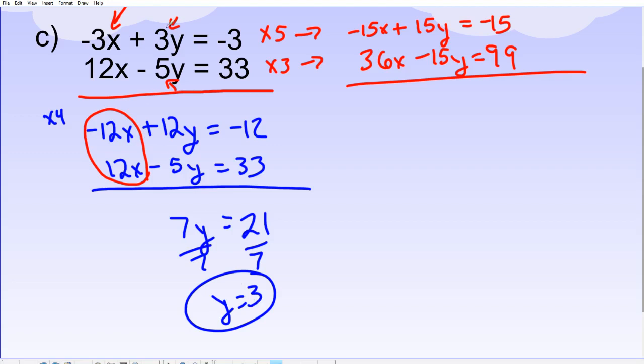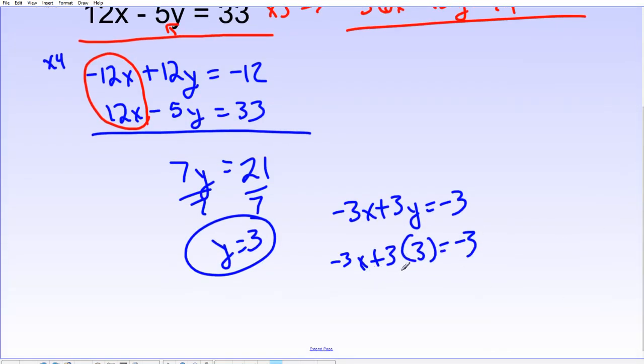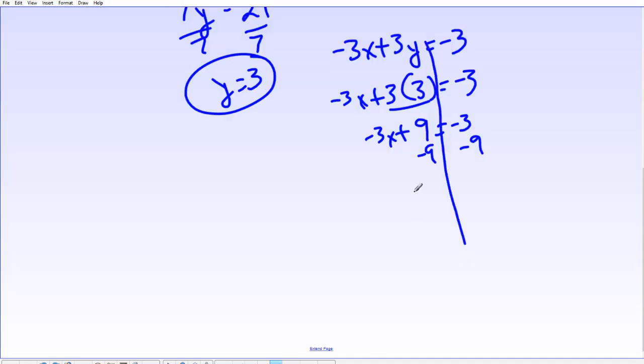I would take that y equals 3 and plug it back into one of my equations. I'm going to plug it into the top one. Negative 3x plus 3y equals negative 3. Plug in y is 3, and I solve. 3 times 3 is 9. Subtract 9 on both sides because you get rid of add and subtract first. Negative 3x equals negative 12. Divide by negative 3 on both sides, and x is equal to 4.